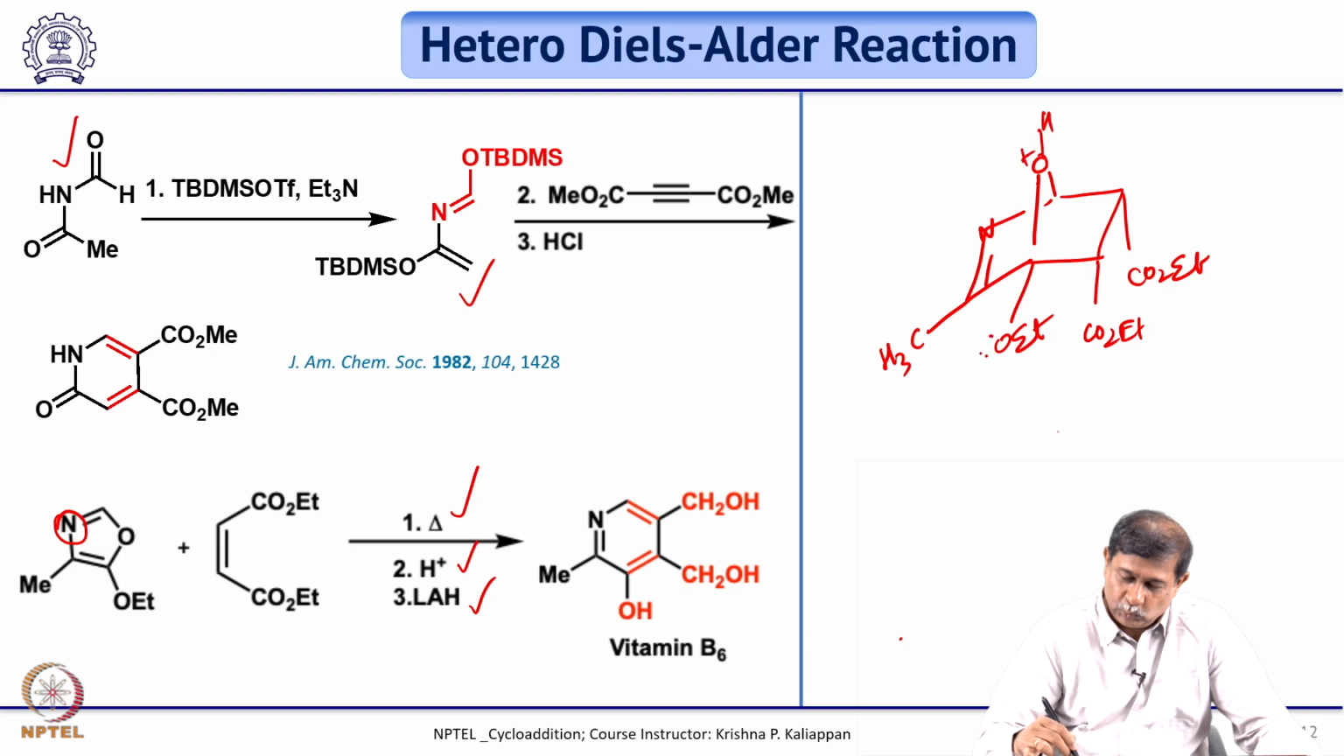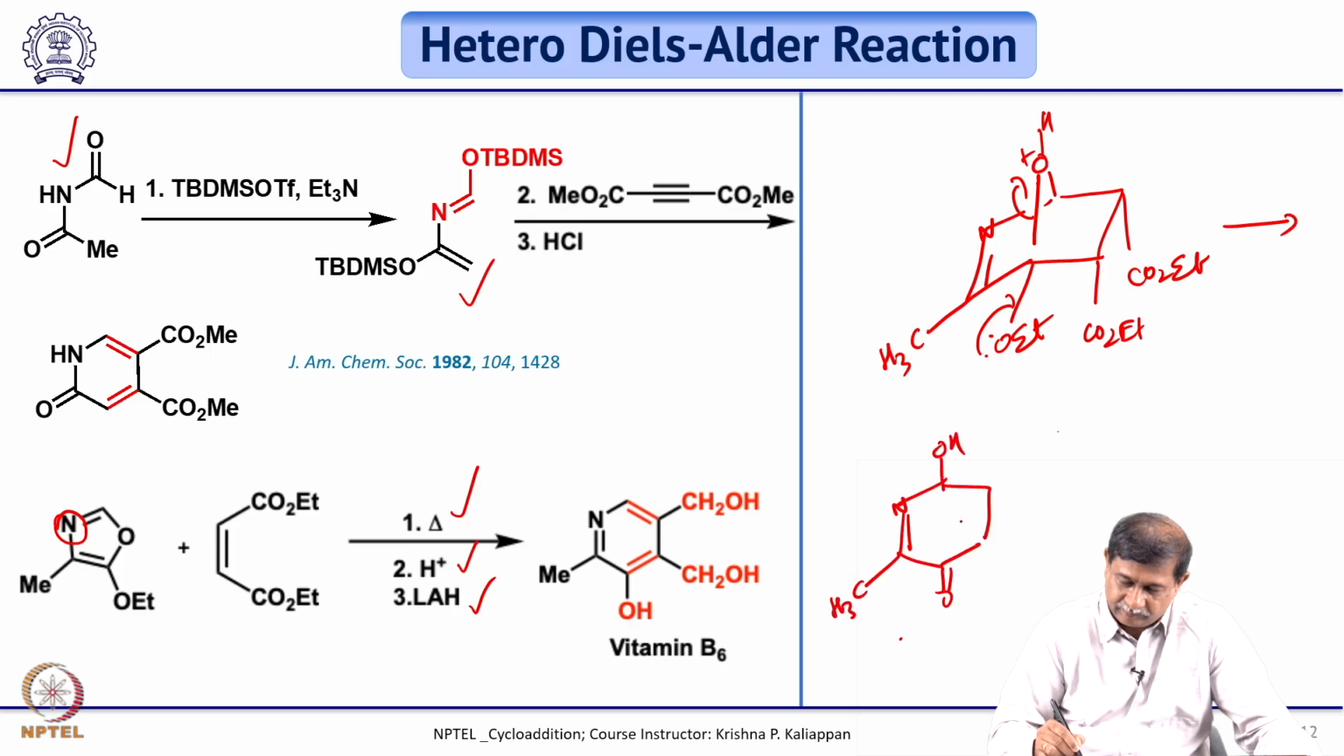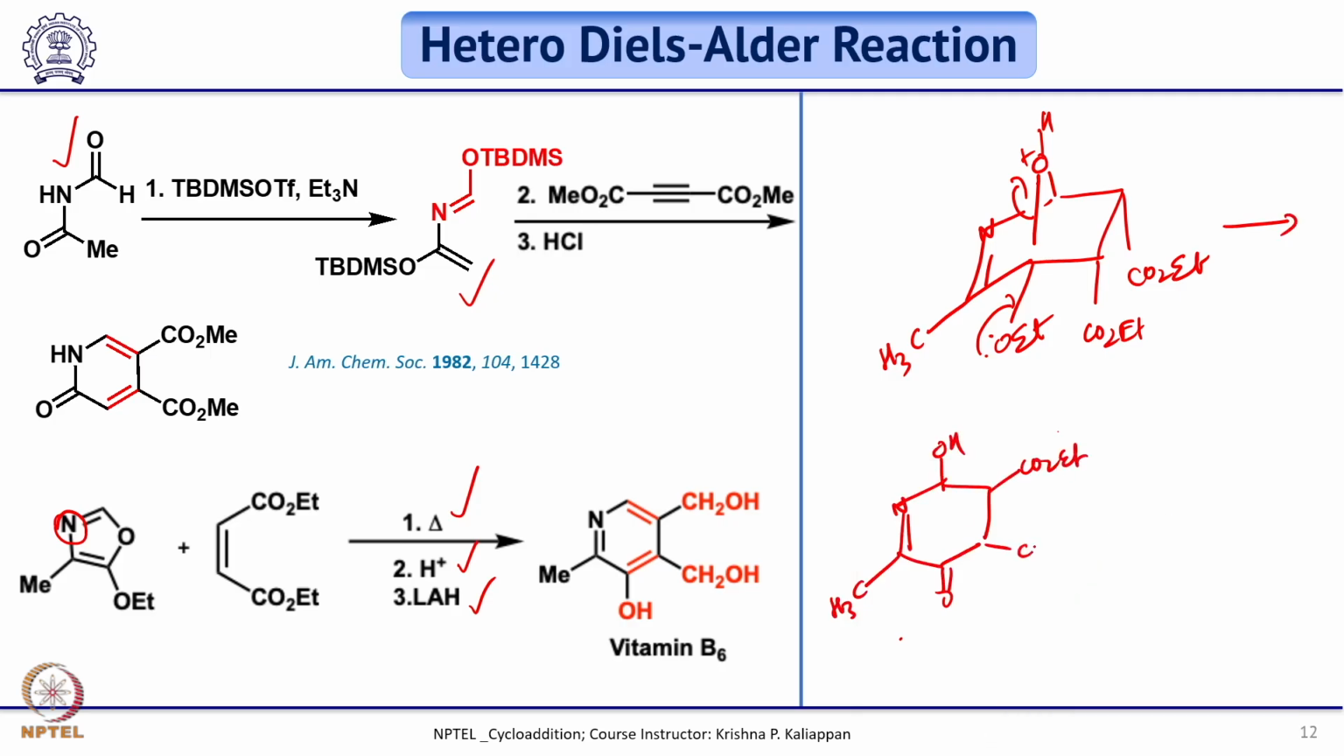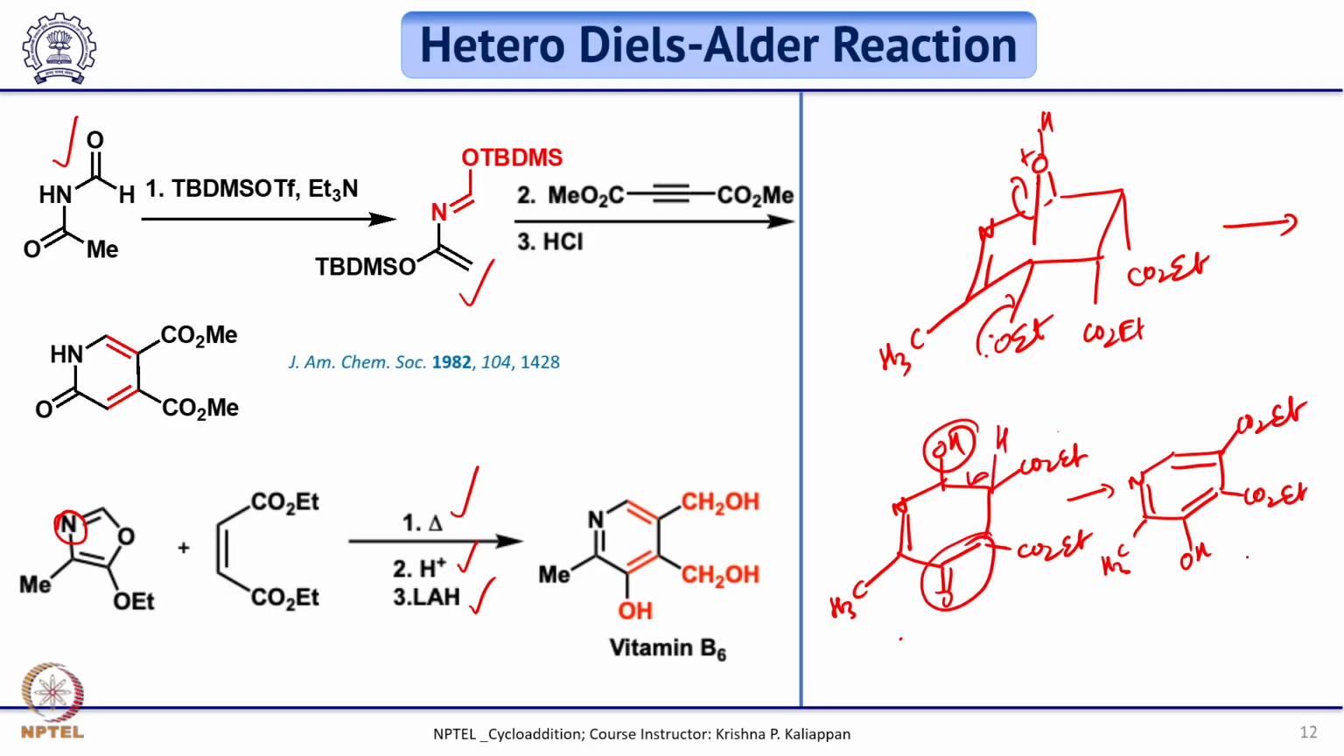So acid opens this bicyclic compound to give... okay, and this one can write, because this will undergo dehydration under acidic condition and this will undergo tautomerization, enolization to give this aromatic compound.